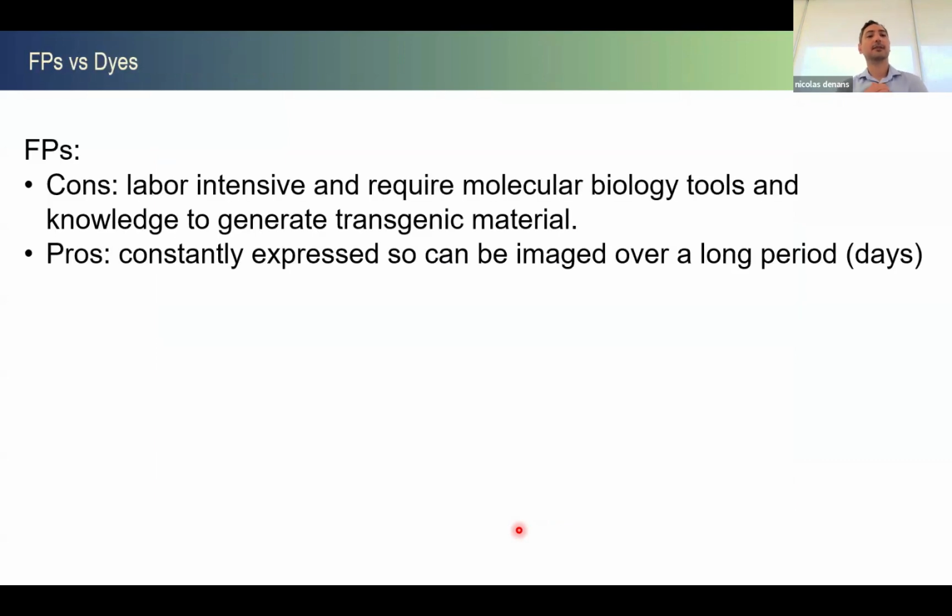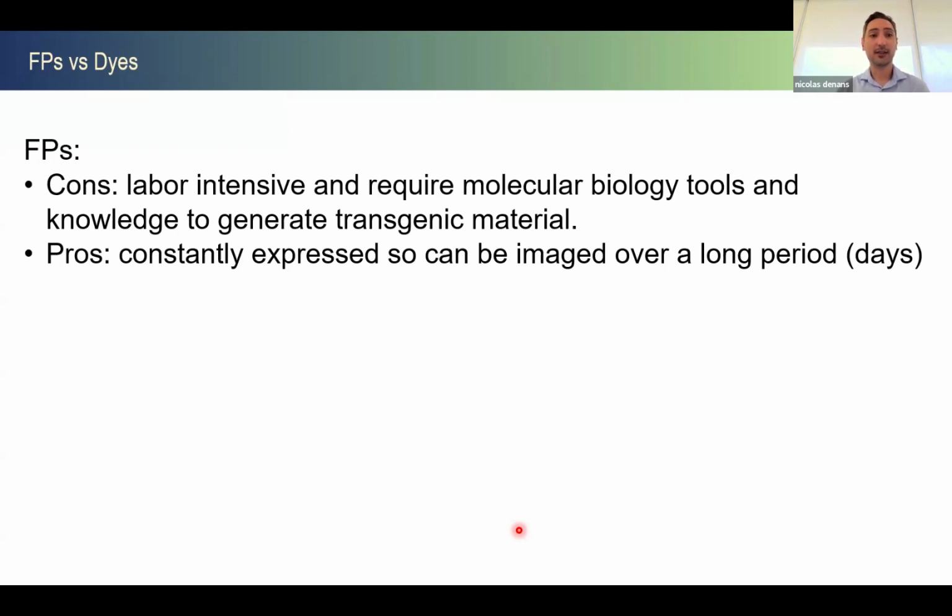All right. But why do we want to choose fluorescent proteins versus chemical dyes for live imaging? So what are the cons and pros of fluorescent proteins and chemical dyes? The con of fluorescent proteins is that they're labor intensive. You need molecular biology tools and knowledge to generate transgenic materials to express your fluorescent protein in your cells or in your animals. So there is this whole process that is labor intensive and can be expensive.